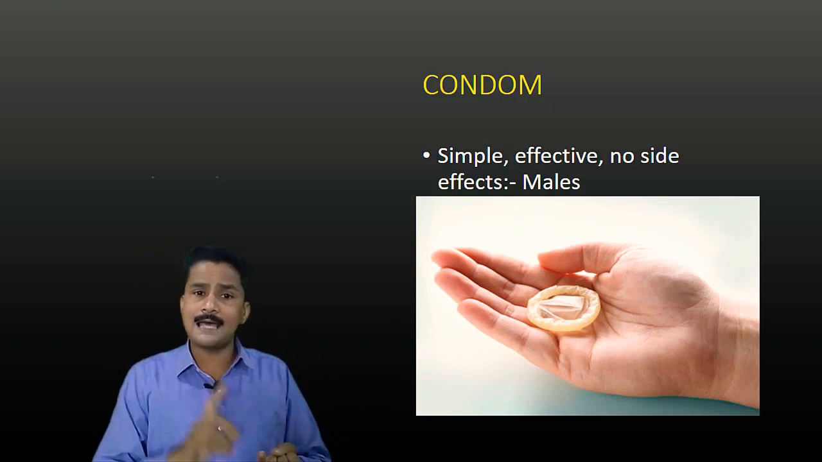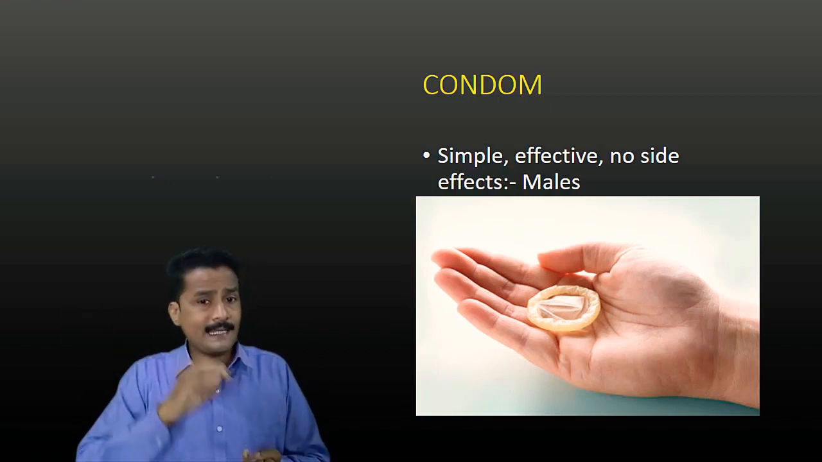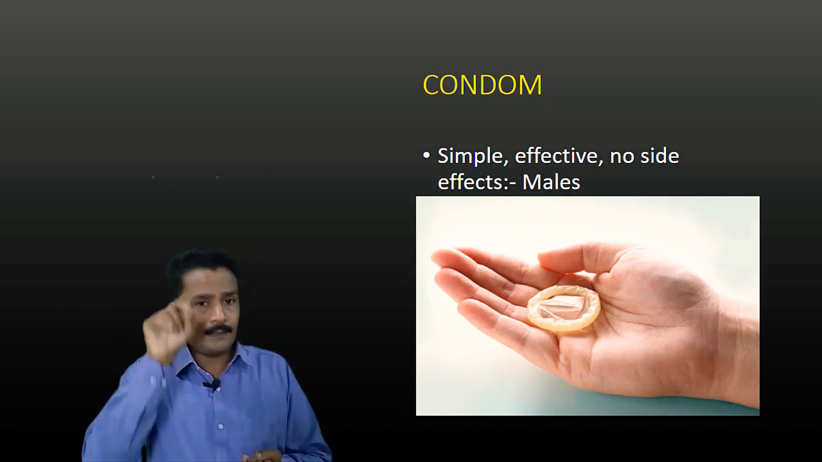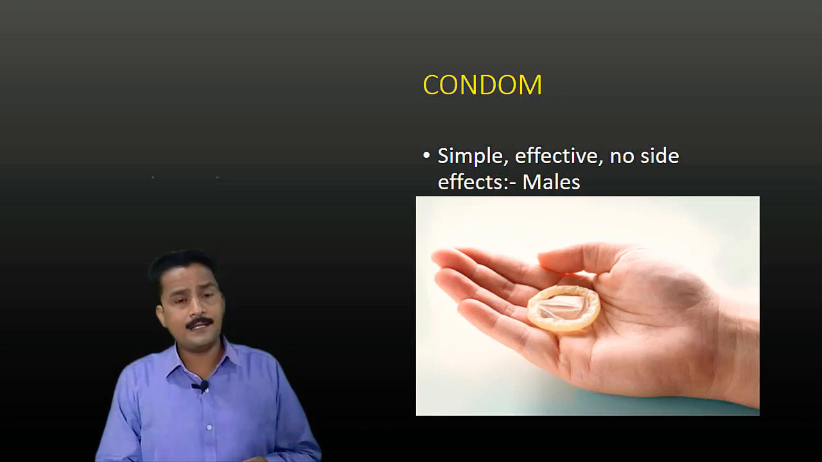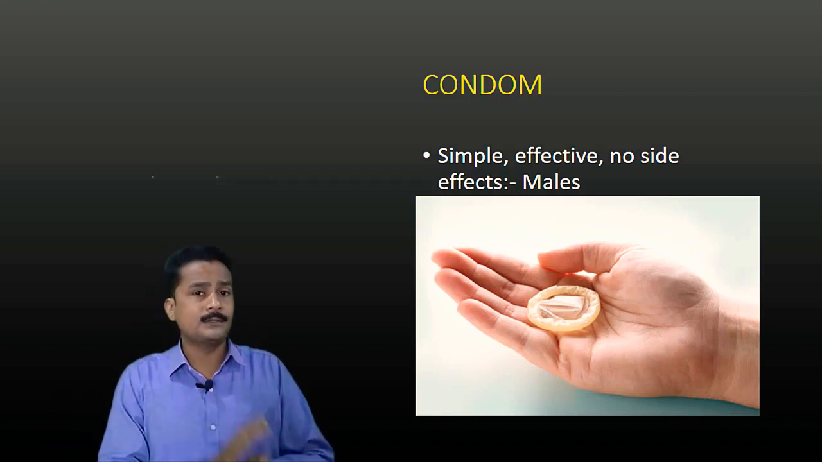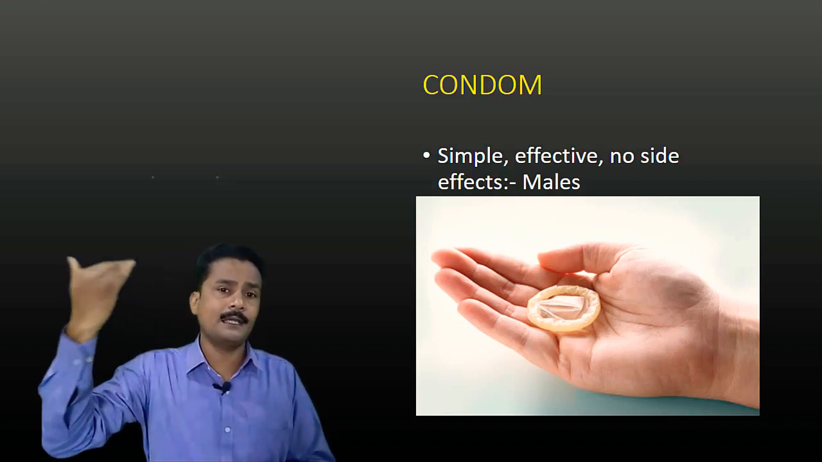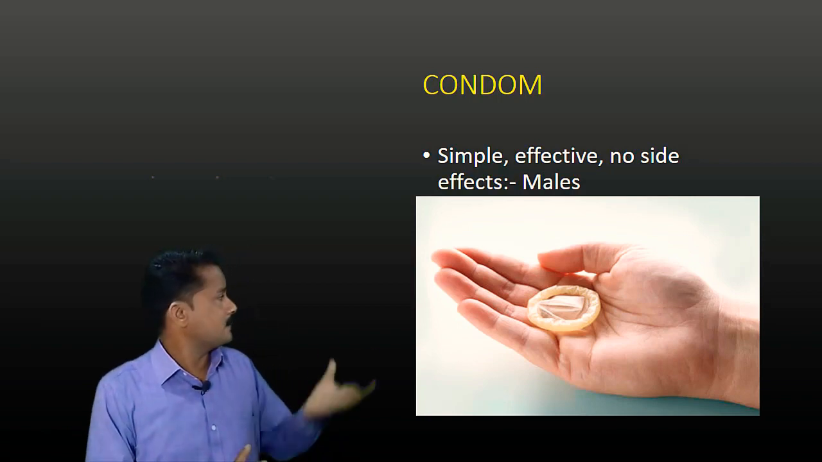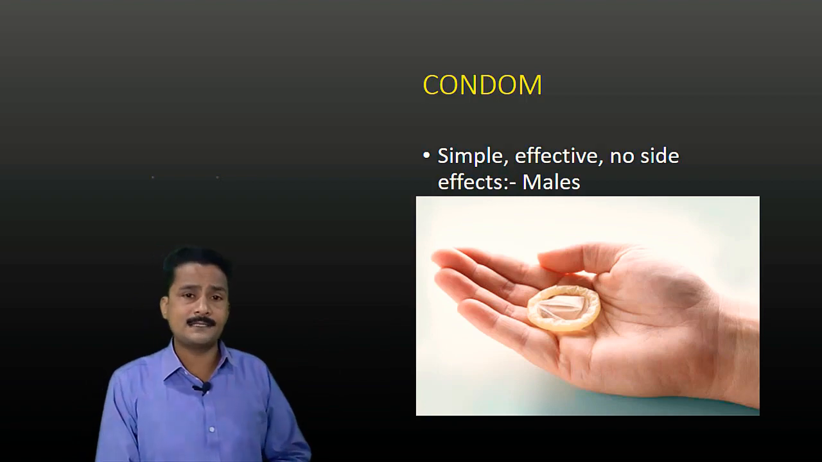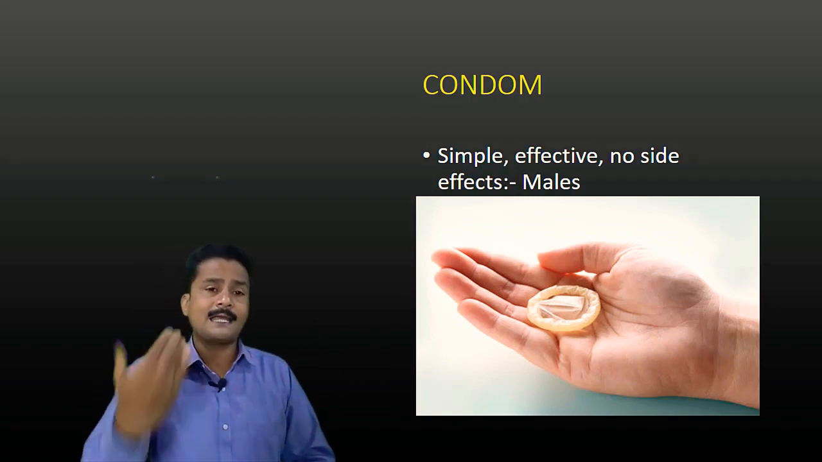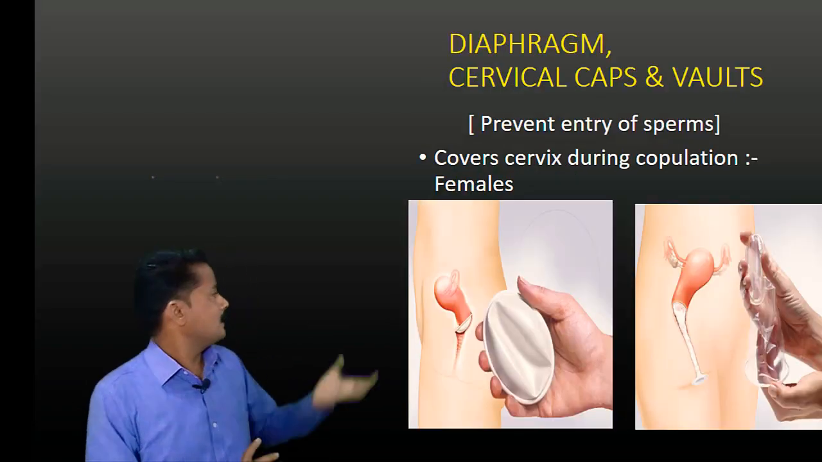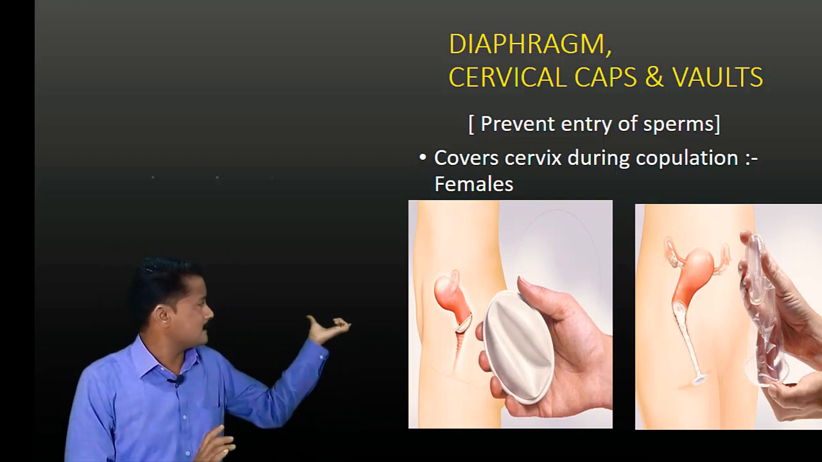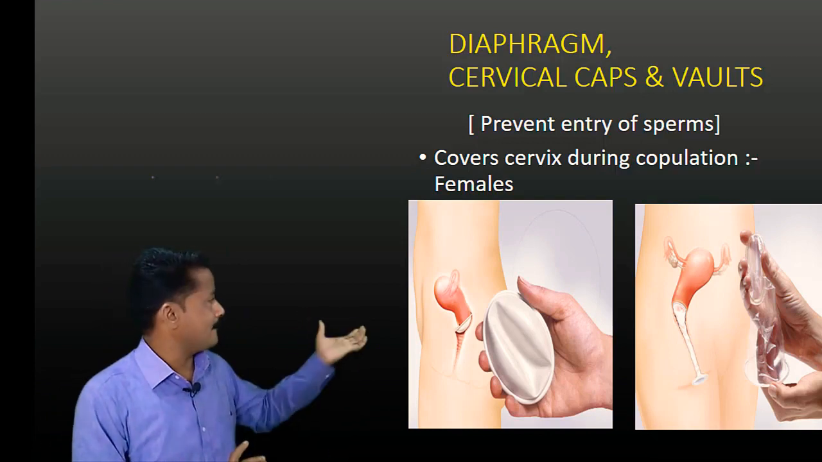So the condoms are easy to use and easily available, and one important precaution that should be taken is that they should be properly used and discarded after each single use. So that is all the information related to the first barrier or first mechanical means, that is the condom. The second barrier is called the diaphragm, which also includes the cervical caps and vaults.